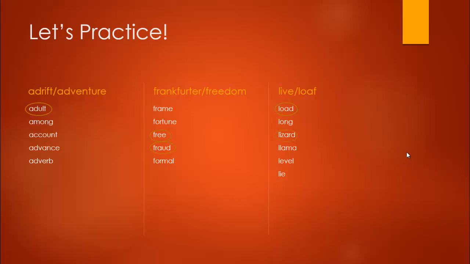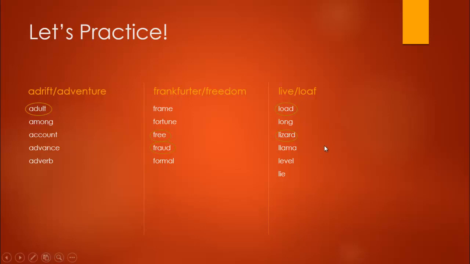Lizard would also be on this page. It starts with L-I, just like the guide word live starts with L-I. Live's third letter is a V. Lizard's third letter is a Z. Z comes after V, and so this word would also be on the page. Did you find any more?